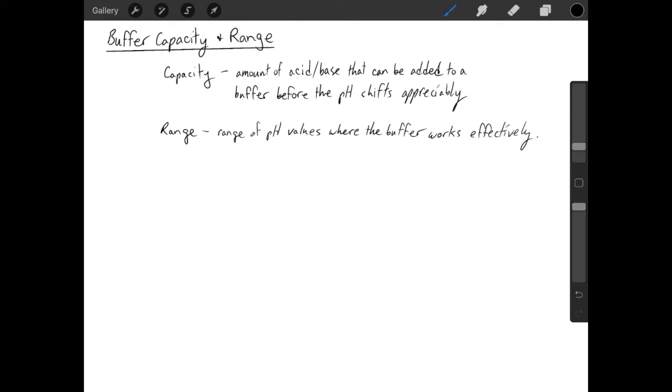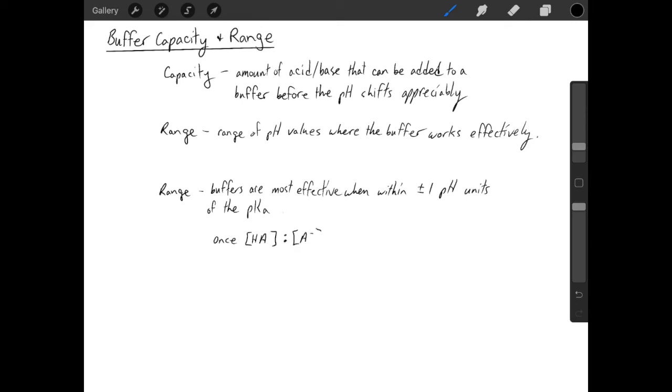A buffer's pH range represents the range of pH values where the buffer can work effectively. And typically, the practical rule of thumb is that buffers have a usable range within plus or minus 1 pH units of the pKa. And this rule of thumb is because, in practical terms, once your acid concentration differs from your conjugate base concentration by more than a factor of about 10, even small additions of acid and base are going to change the pH pretty significantly.